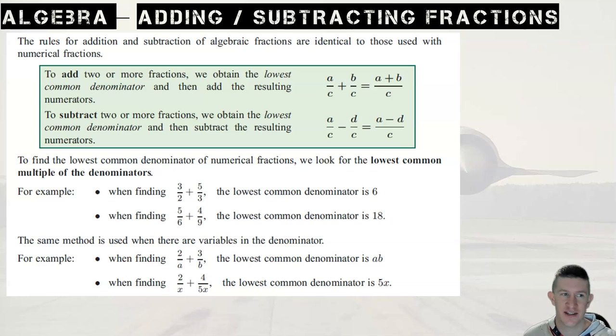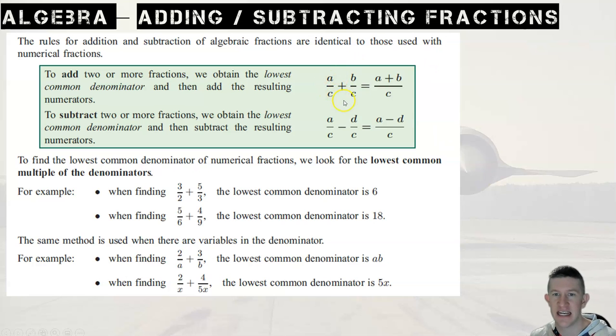The rules for addition and subtraction are exactly the same as those that we've used with typical numbered fractions. To add two or more fractions, the denominator must be the same, and we try to get that lowest common denominator. If they're not the same, we use the lowest common denominator process to make the denominator the same, and then we can add the numerators. For subtracting, we do the same thing. We need the lowest common denominator, and then we subtract the numerators.